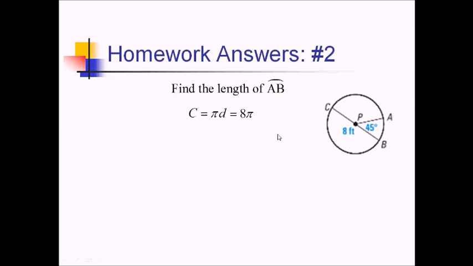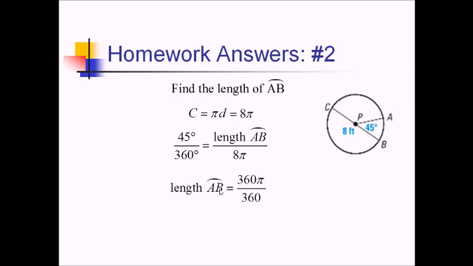All right, so we have the arc length that we're looking for over 8 pi equals 45 over 360. And then to find that length, we can just multiply both sides by 8 pi. That'll give us 360 pi over 360. So that means that the length that we're looking for is just pi, or 3.14 if we round it off. And that's going to be in feet.